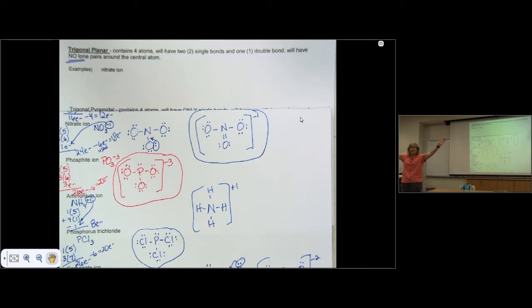It's trigonal planar. But if I said to you, I'm a single bond, double bond, now tell me, put a ponytail in my hair and a smile on my face, who am I? A cheerleader. Everybody knows that. And I had a cheerleader one time get mad at me. She got offended by the fact that I said that.